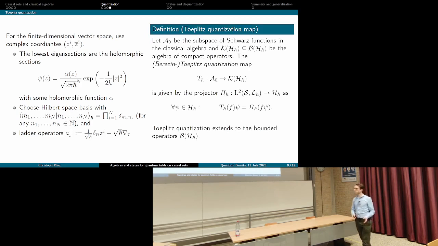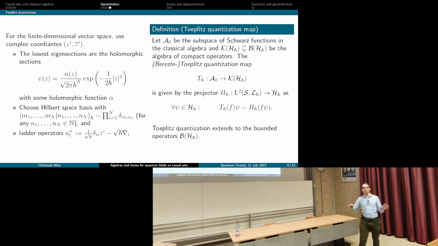Now to the last step of this. So now we have our chosen Hilbert space, and now we can just define our projector to this Hilbert space, and we can use this in a so-called Toeplitz quantization to map from our classical algebra that we had given before as functionals. If you take Schwarz functions here only, then we map to compact operators. But this can actually also be extended to bounded operators on the Hilbert space. The reason I take Schwarz functions here is because now I have my quantum algebra that I get here as the image of this map.